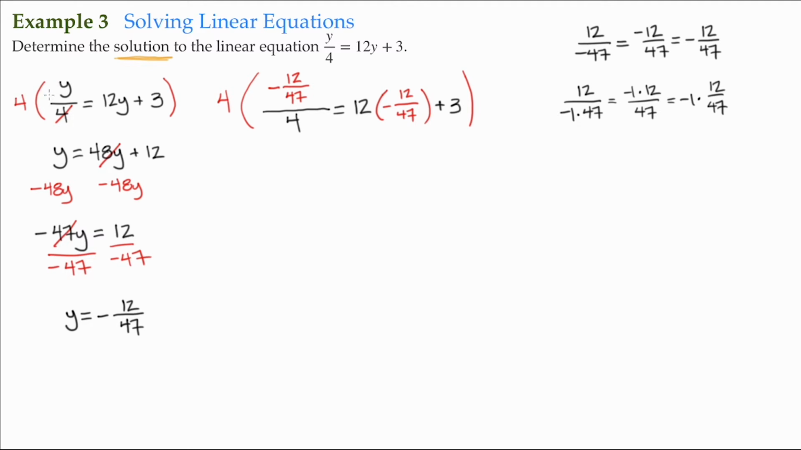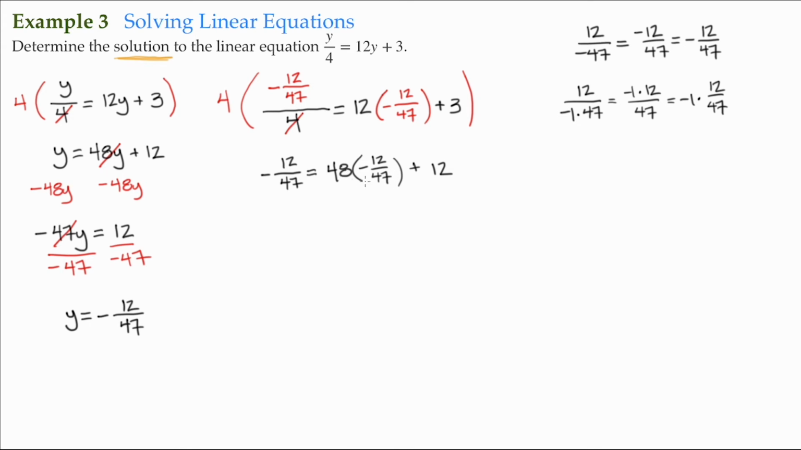And when we took 4 and multiplied it to this term here, the 4's canceled, because this winds up being 4y over 4, and those common factors will cancel. It will be the same thing here. 4 times negative 12/47 over 4. The 4's are going to cancel. So this winds up canceling. So of course then I'm left with negative 12/47. We do the same over here. 4 times 12, so this winds up being 48 times negative 12/47. And this winds up being 4 times 3, which is 12. And can you see how this looks similar to this right here, except we've replaced y with negative 12/47.